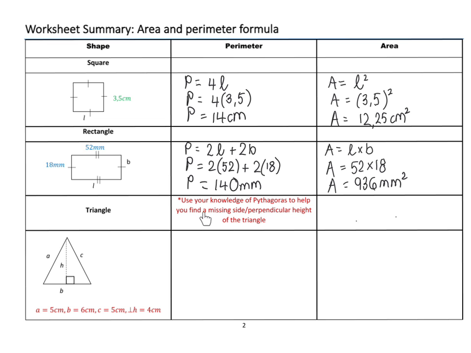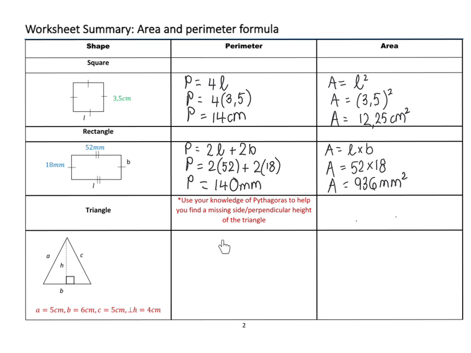Now with a triangle, they tell you as a note here, use your knowledge of Pythagoras to help you find a missing side or perpendicular height of the triangle if it is necessary. So that happens normally when we're working with an isosceles or an equilateral triangle. Okay, and then your perpendicular height is sometimes not provided.